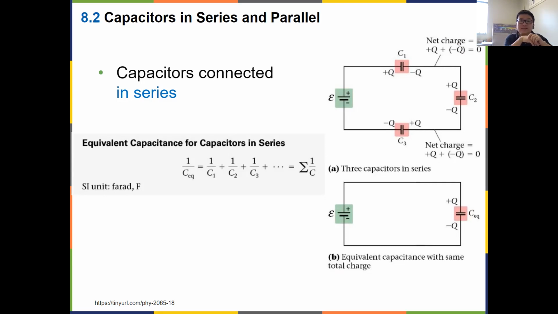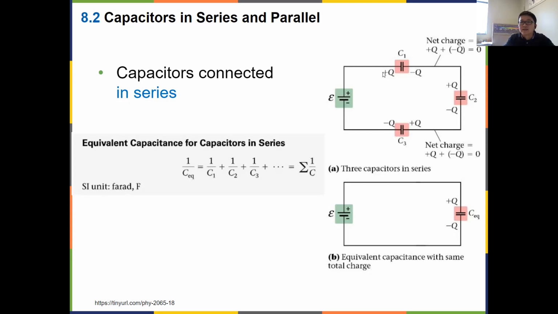If you have capacitors in series, that means they share the same charge. For resistors, it means they share the same current, but current is charge over time, so you can also say they share the same charge in a given period instead of sharing current. Either way, when they're in series, they share the same charge.